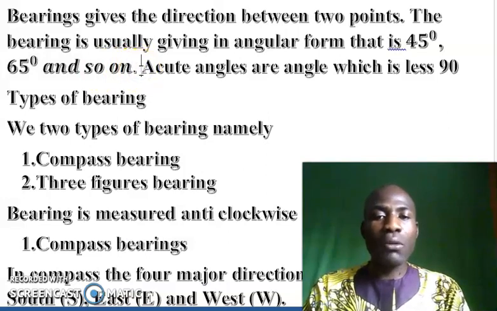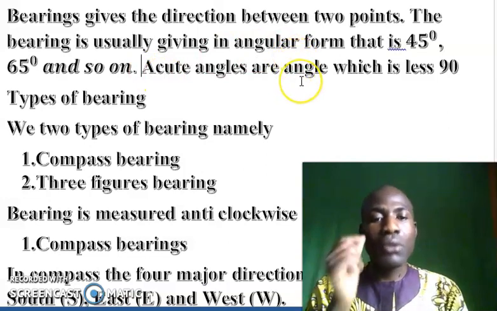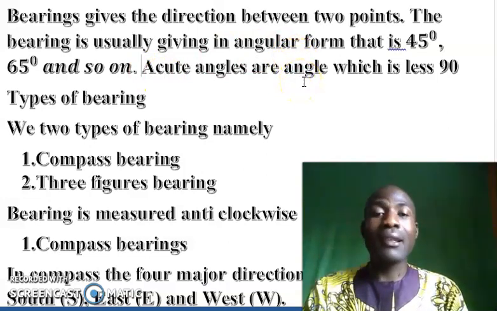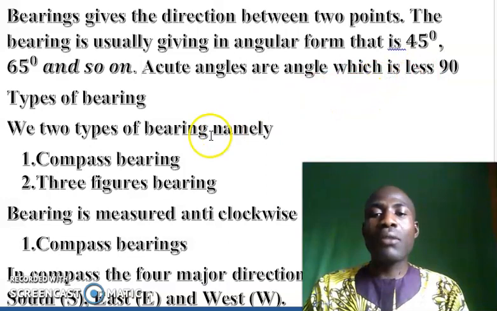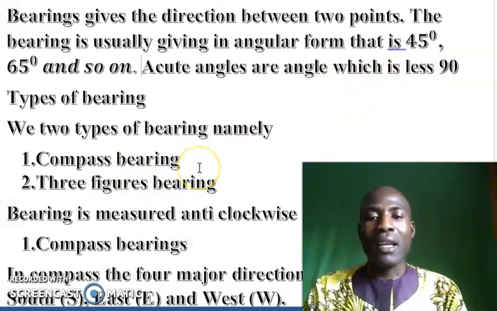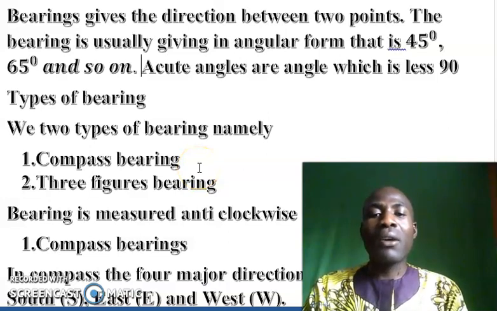So acute angle. Let's take a definition of acute angle. Acute angles are angles which are less than 90 degree, and this acute angle is mostly applicable in compass bearing. And in all of your compass bearing, all the angles that will be given are usually less than 90 degree.